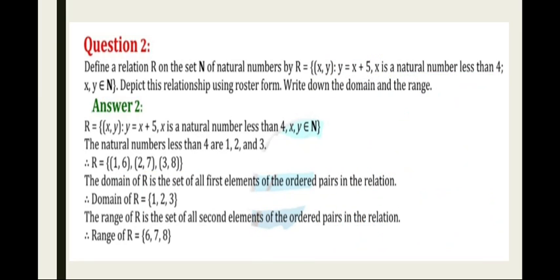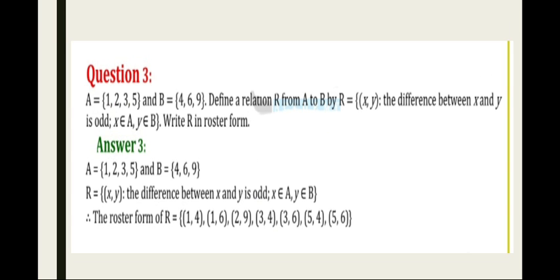Now, again you have to write the domain and range. Domain is the collection of first elements, that is the collection of 1 to 3. Okay. Domain is the set containing 1, 2, 3, and range will be the set containing the second elements 6, 7 and 8. Okay. And this way you have to solve question number 2.